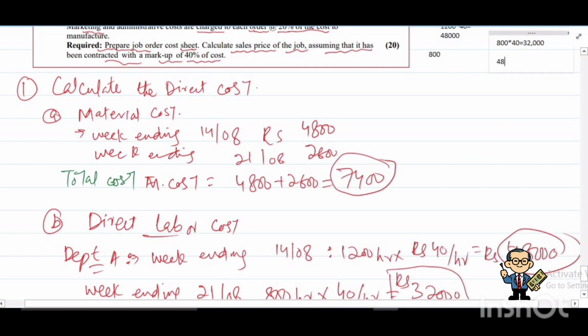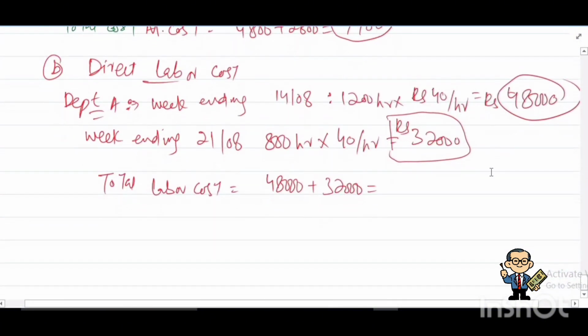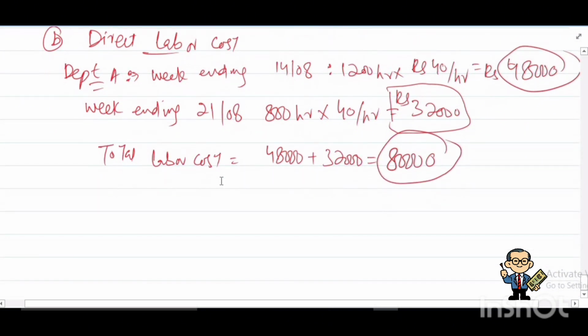This is the 48,000 plus 32,000 and you will get answer 80,000. So I will write here 80,000. This is the department A total labor cost. Clear? Wait a minute, let's move on.